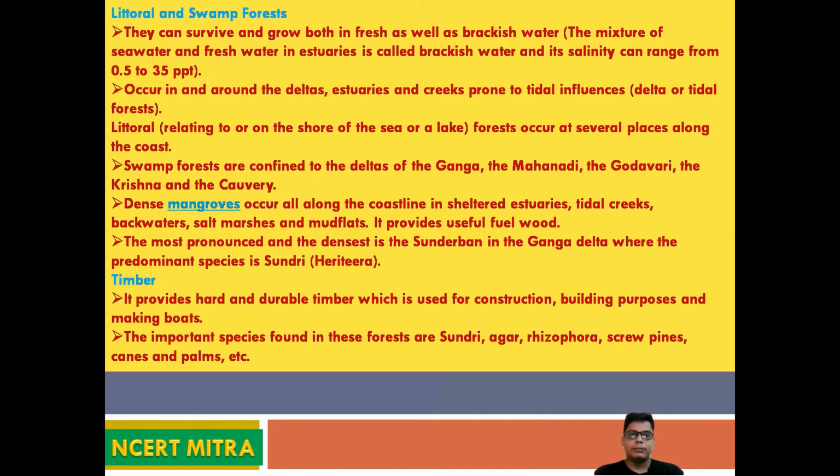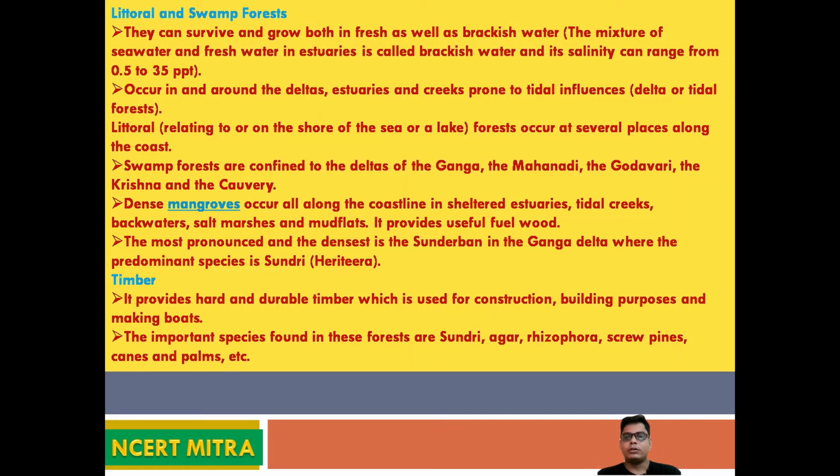Second is the littoral and swamp forest. These forests can survive and grow in fresh as well as brackish water, meaning a mixture of sea water and fresh water, where the salinity is very high, 0.5 to 35 per thousand. They occur in and around the deltas, estuaries and creeks prone to tidal influence, the delta or tidal forest.